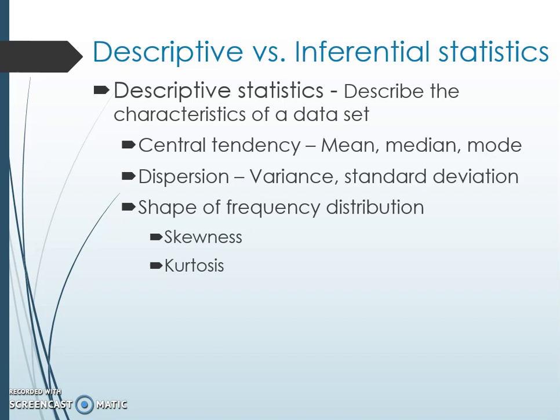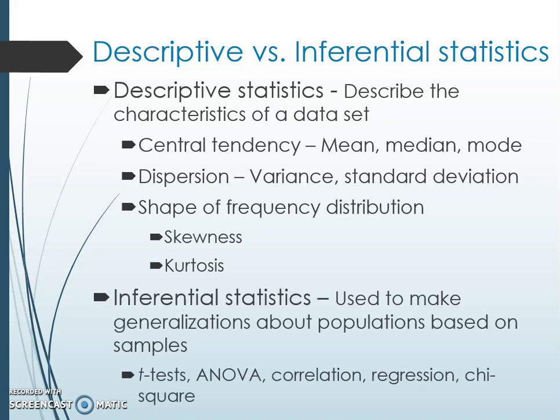Dispersion is how spread out the data are, and typically variance and standard deviation are two ways to express that. They're actually related to one another, in that the square root of the variance is equal to the standard deviation. And then for the shape of the frequency distribution, two ways that we describe that are skewness, or if it's stretched out or asymmetrical, and kurtosis, which is how peaked or flattened out the frequency distribution of the data is.